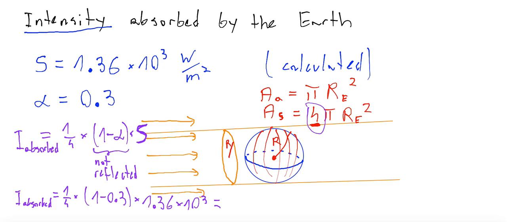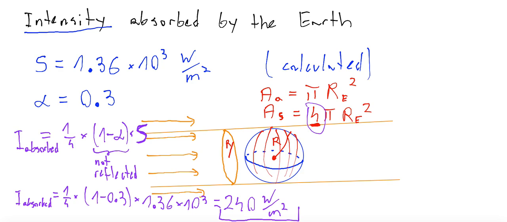If you calculate this, the result will be around 245 watts. Okay, let me calculate: 0.7 times a quarter times 1.36 times 1000. Due to this data, it's around 240 watts per square meter. Okay, what does it mean? It means that each 1 square meter of the Earth, on average, annually, receives 240 watts per square meter.